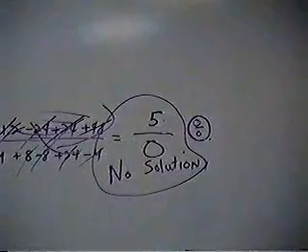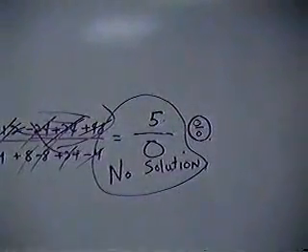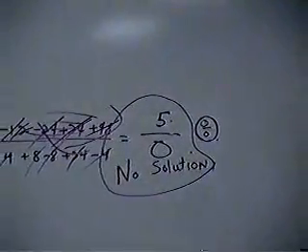Okay, this concludes the tape then on working 3 by 3s by elimination method and by Cramer's rule.